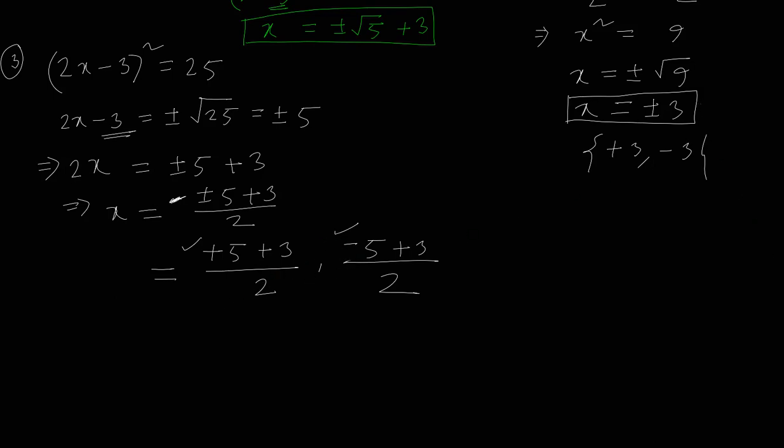Okay, so now what I have is plus 5 plus 3 is 8, so 8 over 2, and here negative 5 and positive 3 is negative 2 over 2, so I have 4 and negative 1. So that is my x. So what are my solutions then? 4 and negative 1. So that is the way we solve quadratic equations using the square root method.